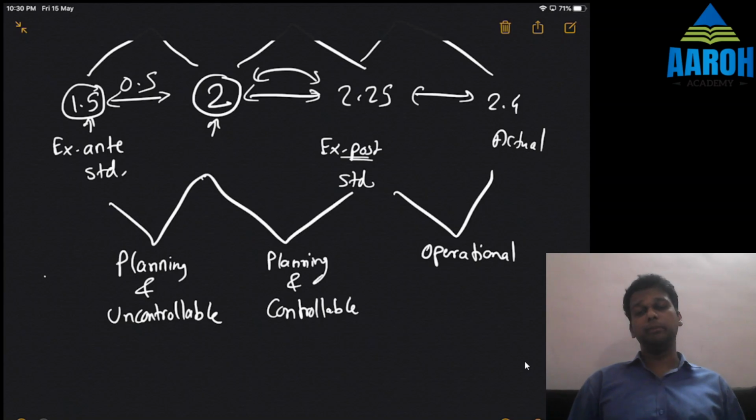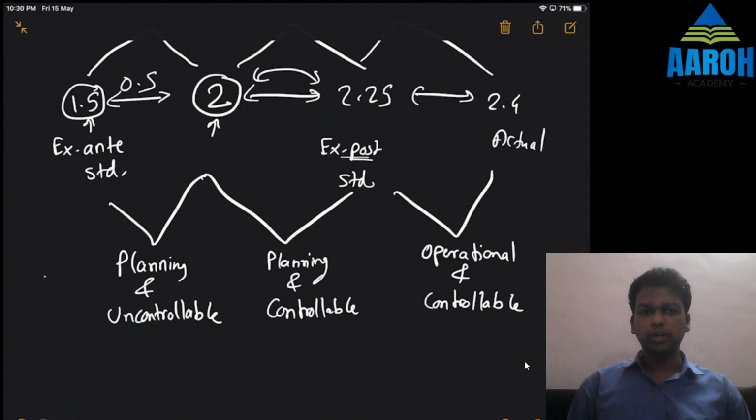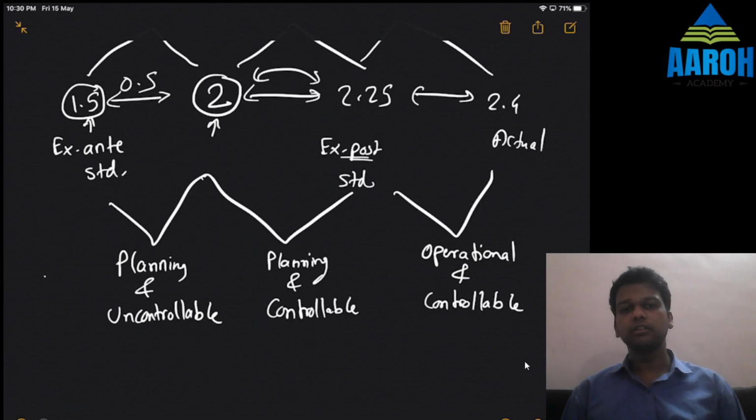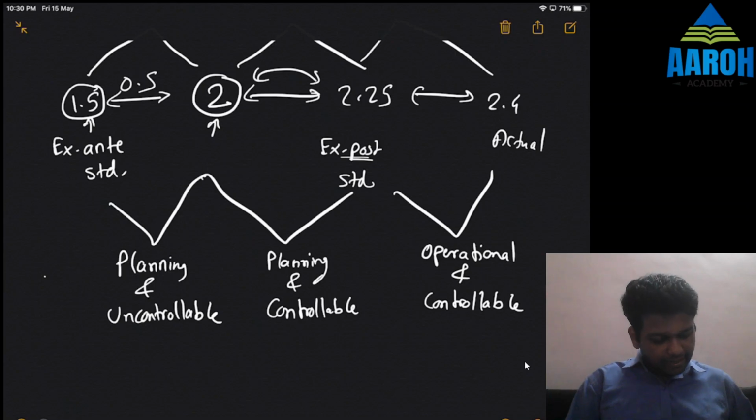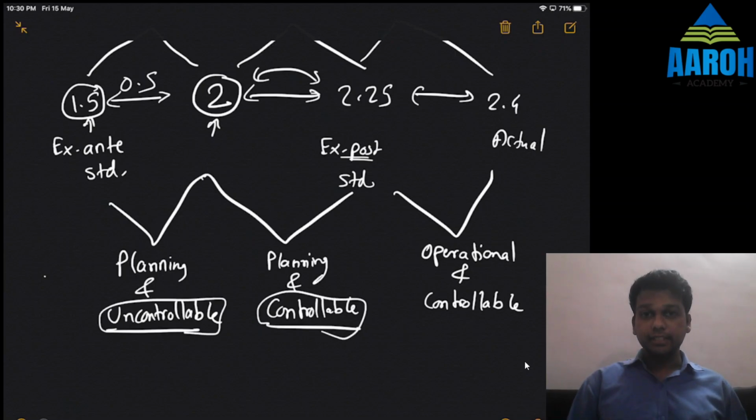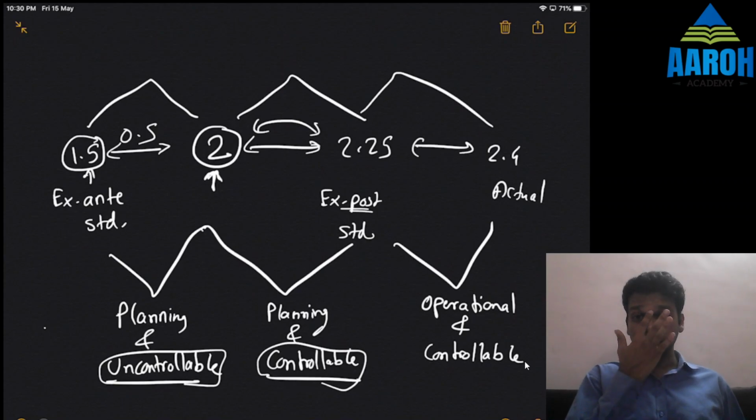Okay, that is our fault and maybe the planning department's fault, not the purchase department's. And this is purely the purchase department's fault, which is controllable, because while purchasing maybe they did something wrong. Instead of 2.25 they got 2.4, right? So additionally we can analyze them into uncontrollable and controllable. This is why we took this 2. Otherwise this 2 was of no use. Why is this 2 rupees useful? Because of that 2 rupees PD price we can subdivide this planning variance.